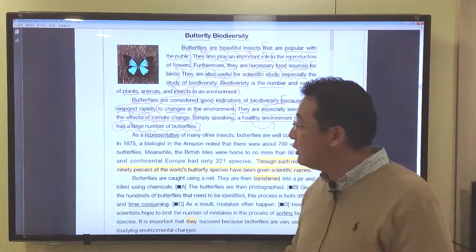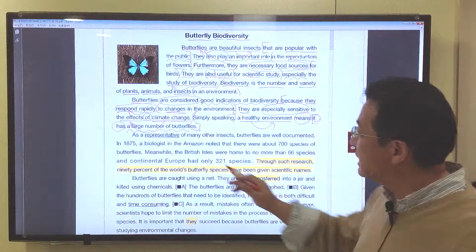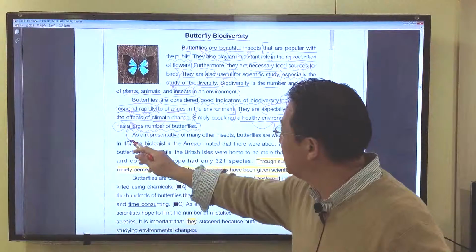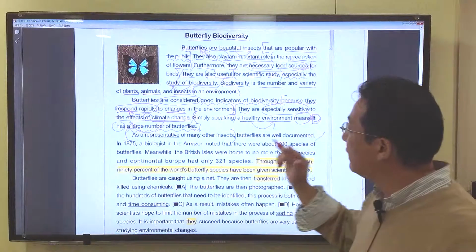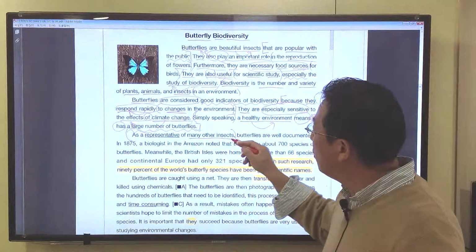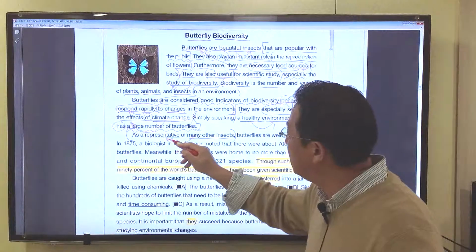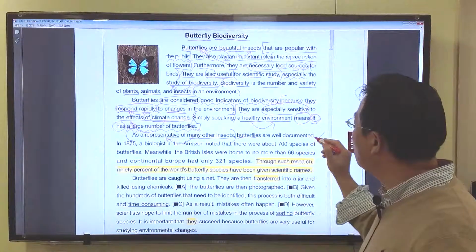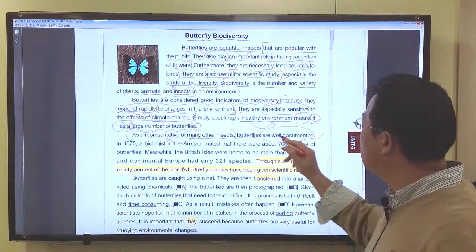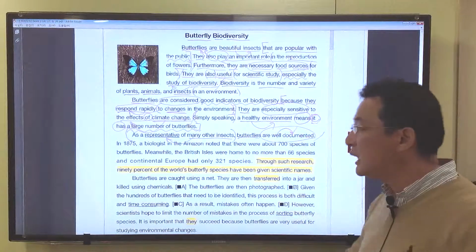그죠? As a representative of many other insects. 자, 이거는 굽니다. 그죠? Butterflies are well documented. 무슨 말입니까? 많은 다른 곤충의 as a representative, 하나의 대표자로서 butterflies는 are well documented. 무슨 말입니까? 잘 기록되고 있다 이 말이죠.